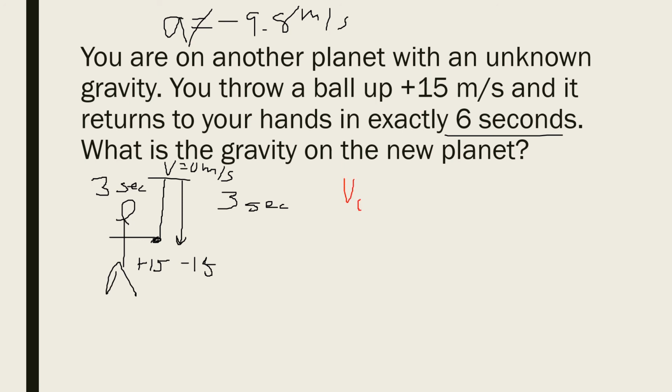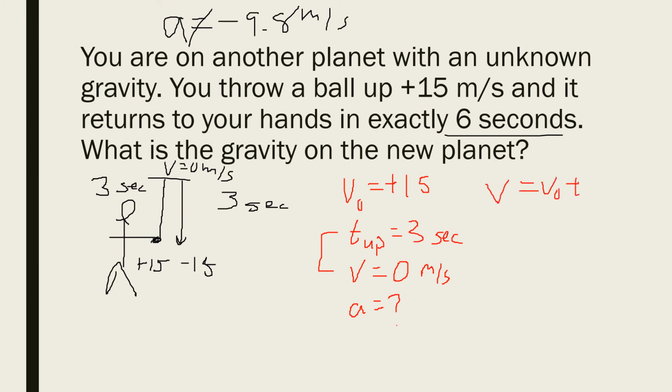I know the V naught is 15, positive. I know that the T up is 3, half the time is up. I know the V is 0. Remember, T up and a V of 0 always correspond. I'm looking for the A. Let's do it. V equals V naught plus AT. 0 equals 15 plus A times 3. A equals -5.